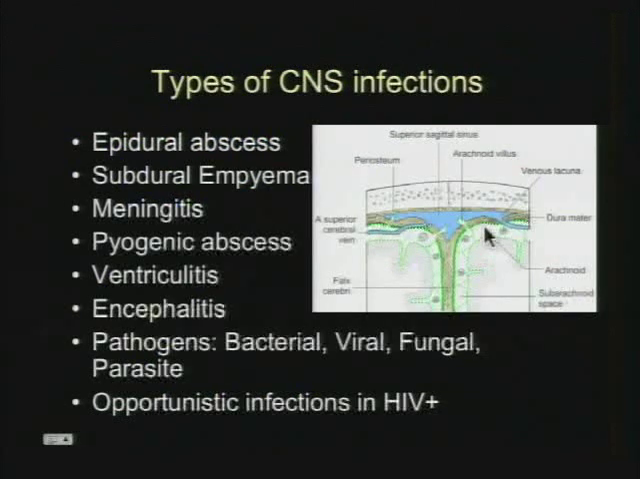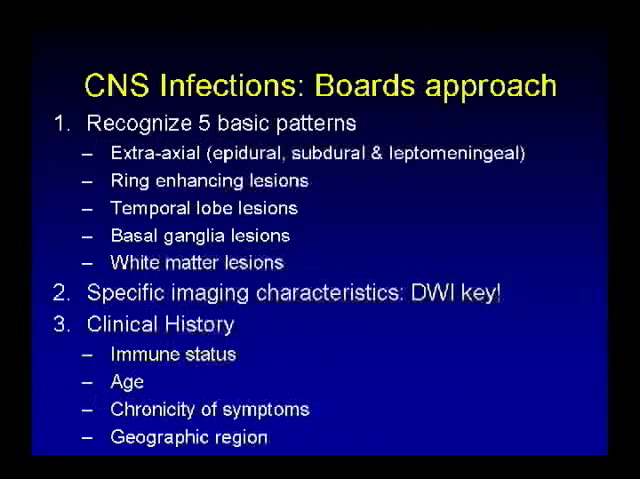We're going to also talk about the arachnoid mater and the pia mater together, which make up the leptomeninges. And then we'll talk about parenchymal abnormalities, including pyogenic abscess and encephalitis, and talk about specific pathogens along the way and opportunistic infections in the setting of HIV. Today I want to give you a practical, or boards, approach to these types of cases.